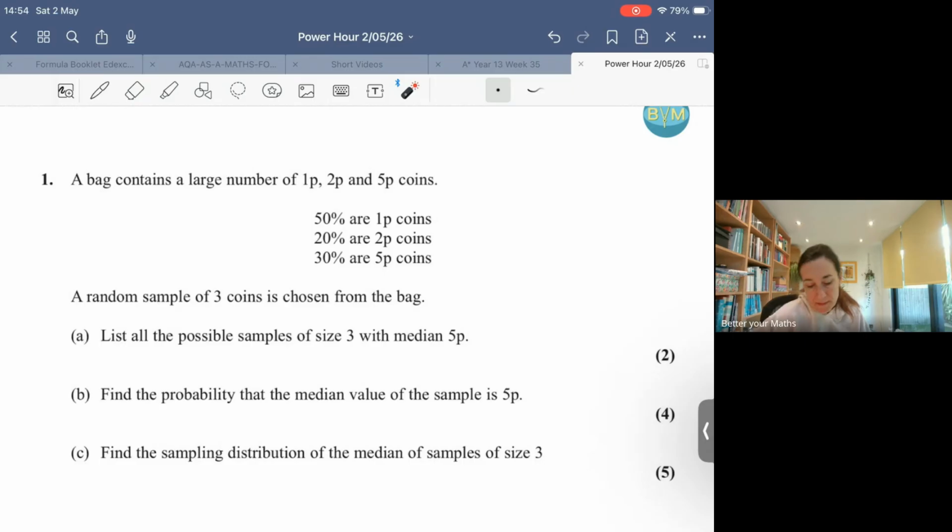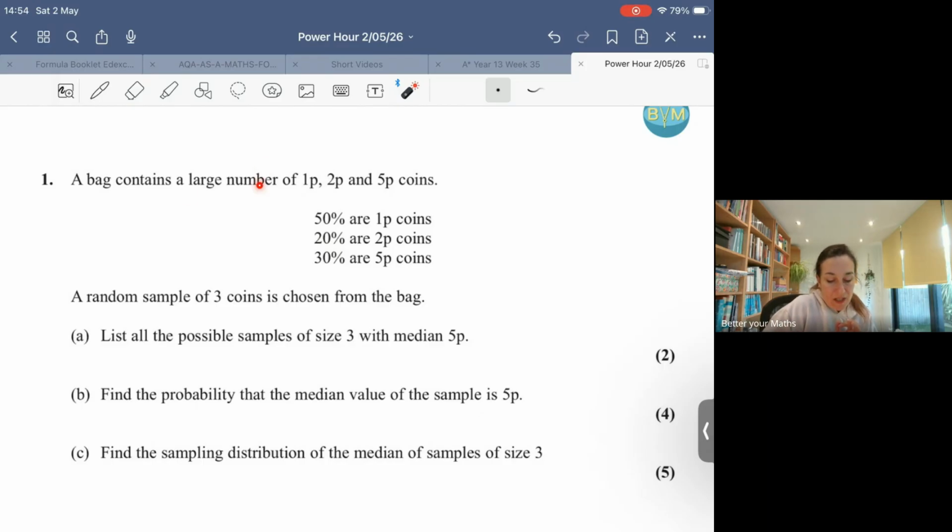This one is a bit, not strange, but this is one of those questions that you don't want to see because sometimes we don't know what to do with them. When you start reading, you think, this is a tree diagram question. They're going to start getting coins here and there, and it's not necessarily that. So we have a bag with a large number of 1p, 2p, and 5p coins. They give us the percentage. And we have a random sample of 3 coins.